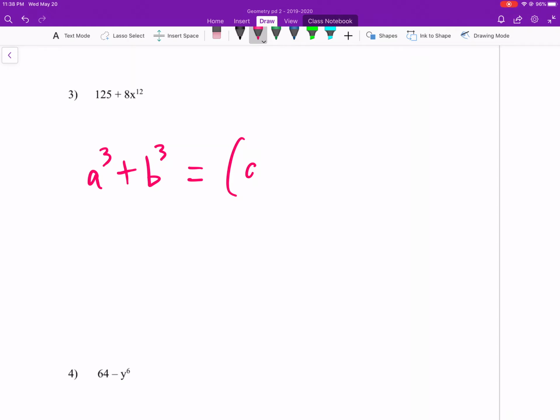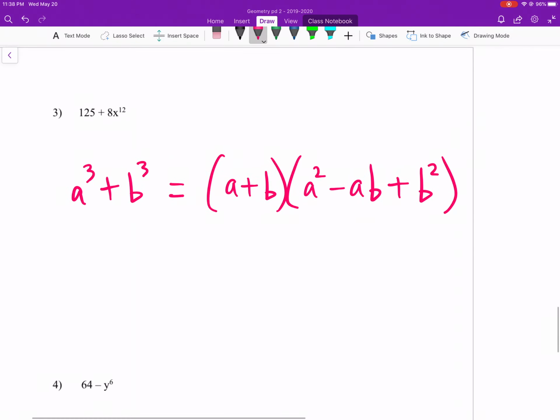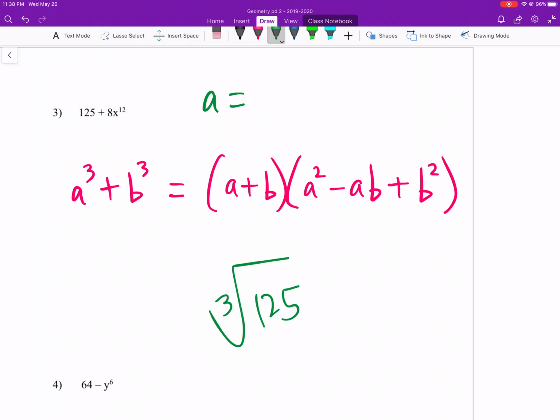So the factored form would be a plus b times a squared minus ab plus b squared. And once again, guys, I'm copying it down. If you need to, go ahead, and at the beginning stages, you will. So what's a? The cube root of 125. What times itself gives you 125? That will be 5.